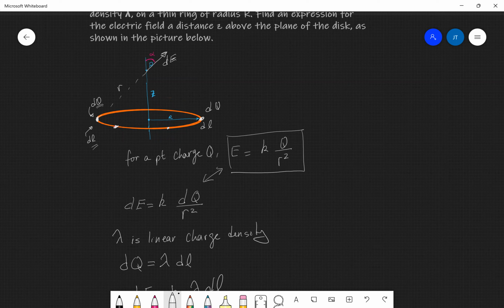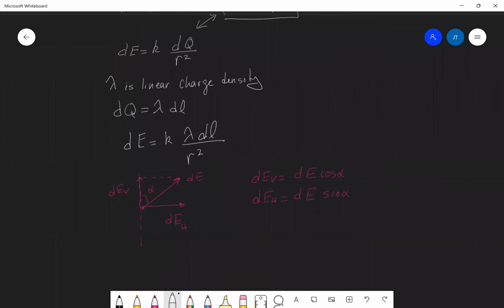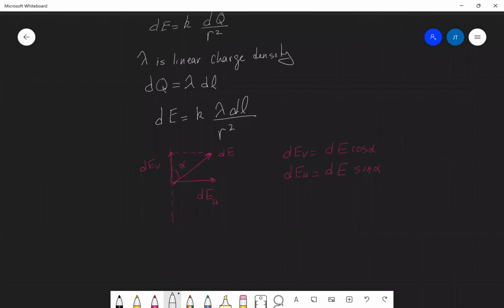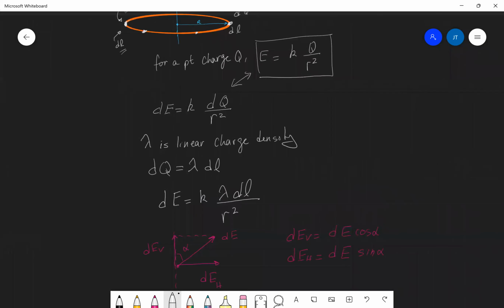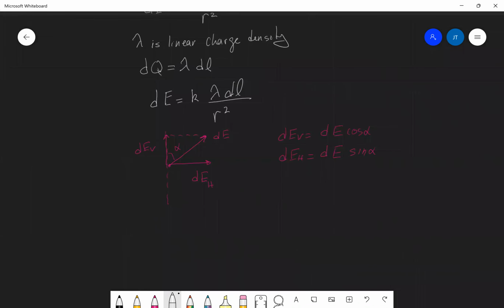That is going to produce its own electric field at point P. So let's look at it. This is the electric field from the dq on the left, this one right here. Now I want to draw in white the electric field from this dq here on the right, okay? So it's going to be, again, coming up like this.